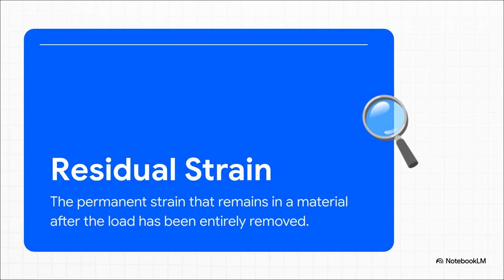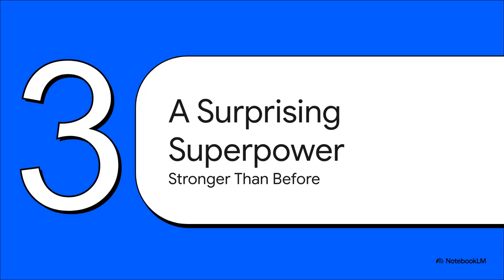That little bit of leftover stretch, that distance from O to C on the graph, well, that's got a name. It's called residual strain. I like to think of it as a permanent change, like a battle scar. It's the bend in the paperclip that you can never quite straighten out. The material literally kept a souvenir from its stressful trip. Okay, but here's where it gets kinda wild. This permanent change, this souvenir, isn't always a bad thing. In fact, our material has just picked up a surprising new superpower.